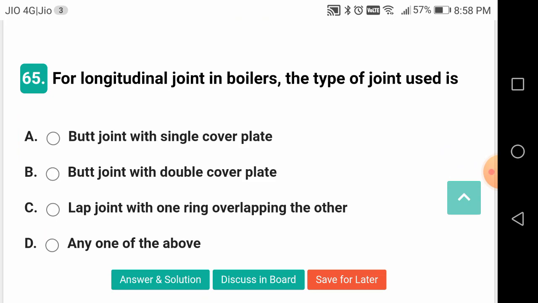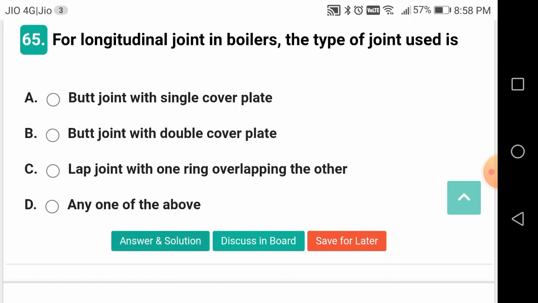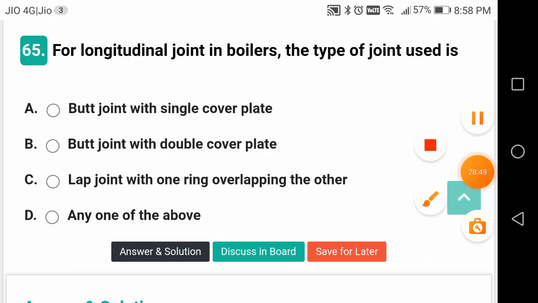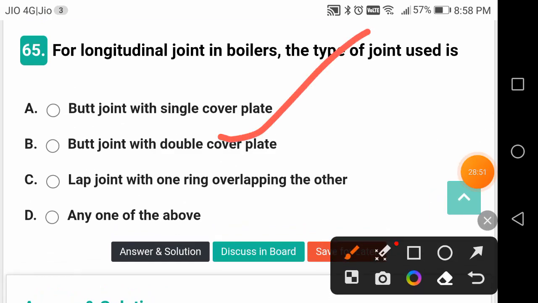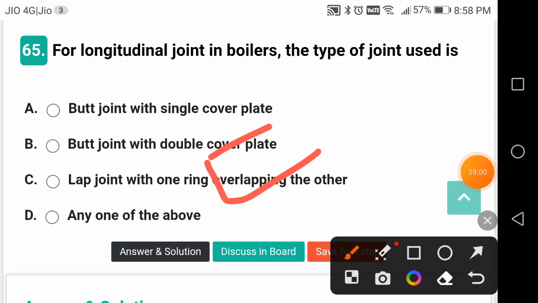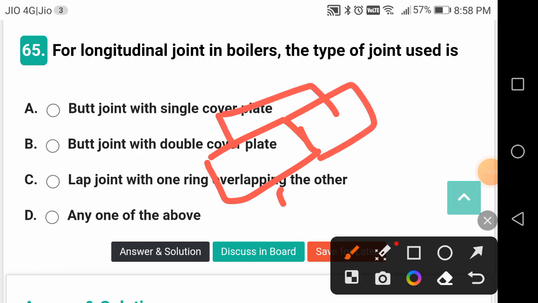For longitudinal joint in boilers, the type of joint used is, once again an important question, butt joint with double cover plate. Let us see how it is. This is your joint. This is the cover plate. There are two cover plates, okay friends?